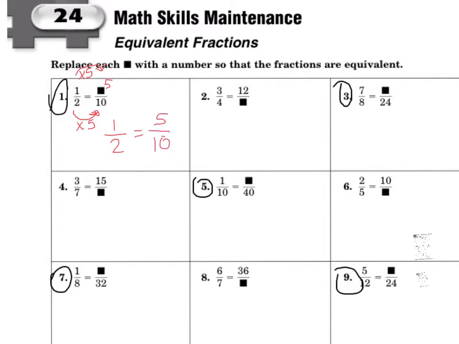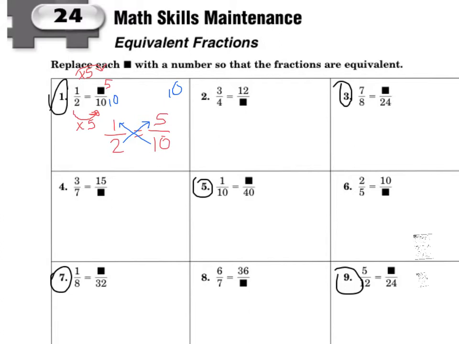And one thing that you can do to check that, to see if you got it correct, is you can cross multiply. So I'm going to take 2 times 5. What does that make? 10. And 10 times 1 is what? 10. And those are the same cross products, so that means that your answer that you got, that 5, is correct. Yay! All right, let's go to number 3.